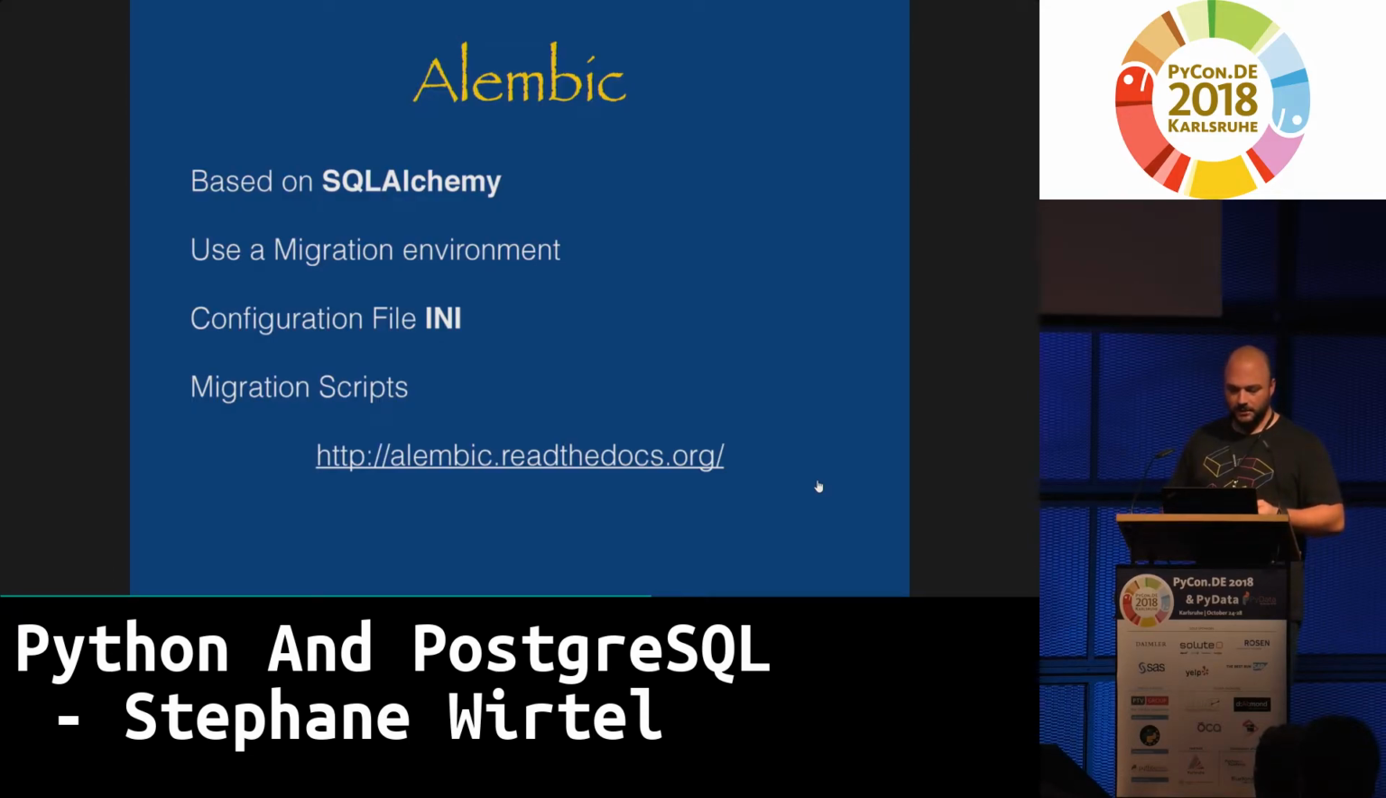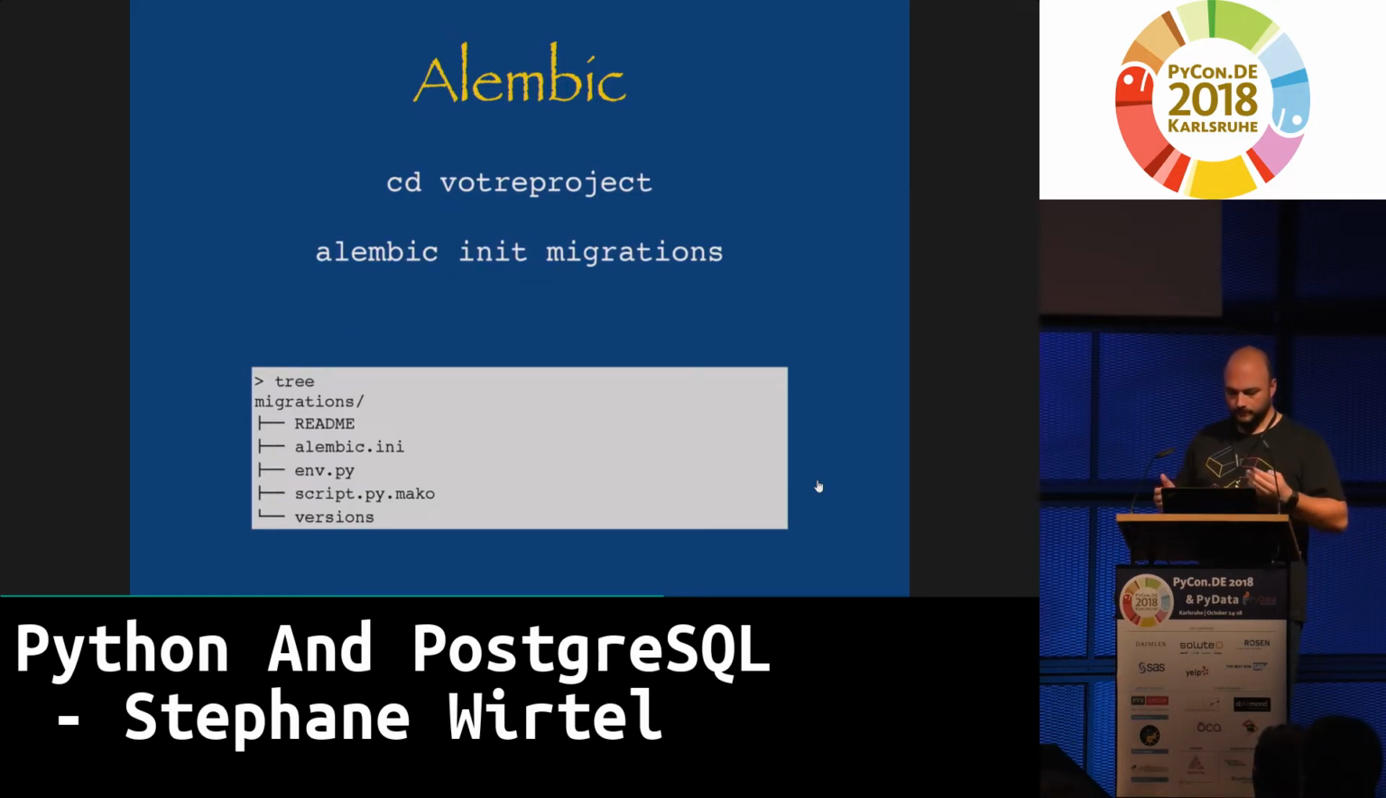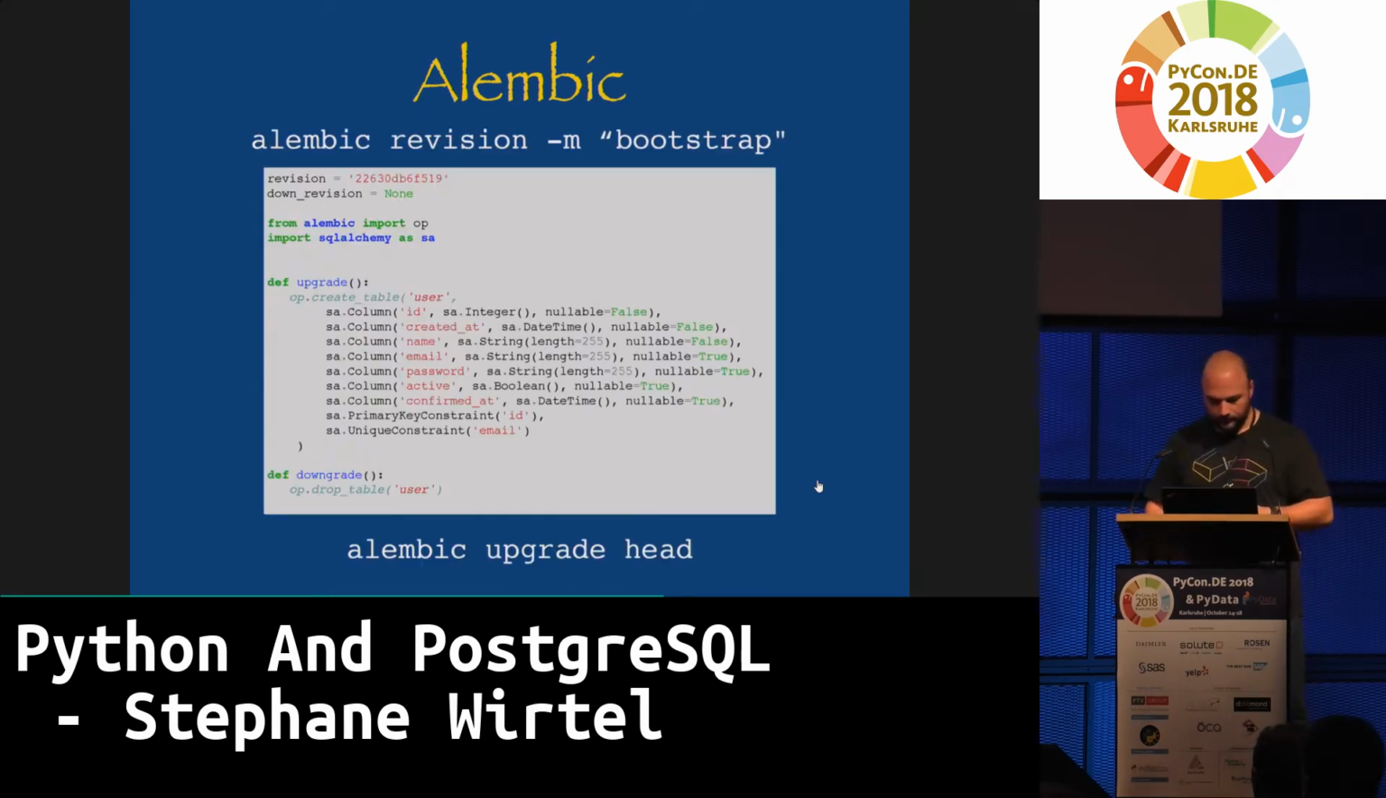Just based on SQLAlchemy, because with this tool you can talk to SQLite, MySQL, Postgres, etc. There is an environment for the migration, a configuration file, and you have a lot of migration scripts. For example, I create my project, run alembic init migrations, and I get this result: a migration directory with a readme, an alembic.ini, the environment, some scripts, and of course the versions. The versions directory will be just a lot of scripts.